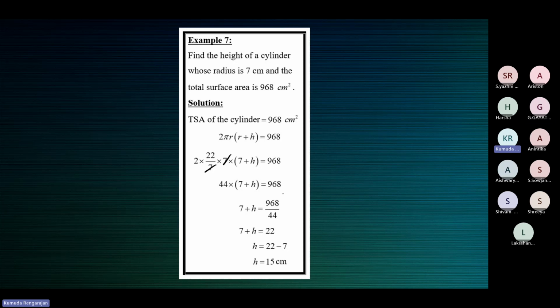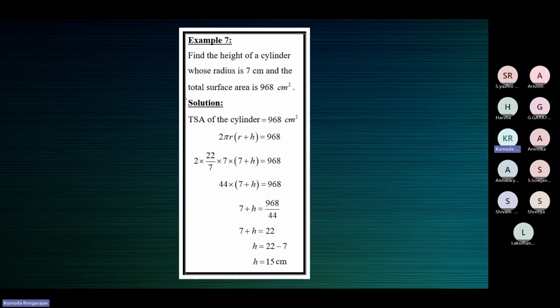7 plus h is equal to 968. Now this 44 will come for division to the other side. 44 comes for division, and that's 22. So h is equal to 22 minus 7, 15. So the height of the cylinder is 15 centimeters.